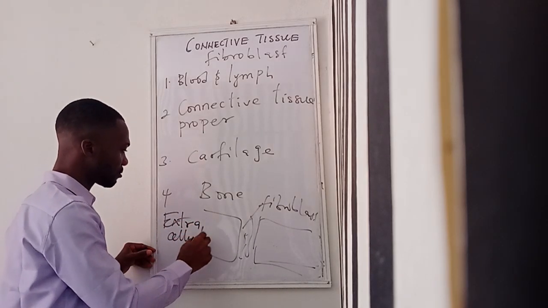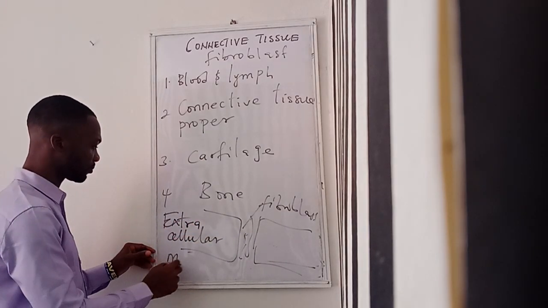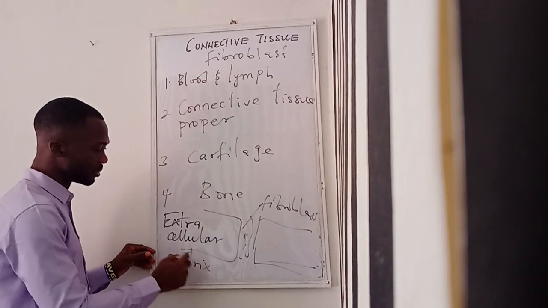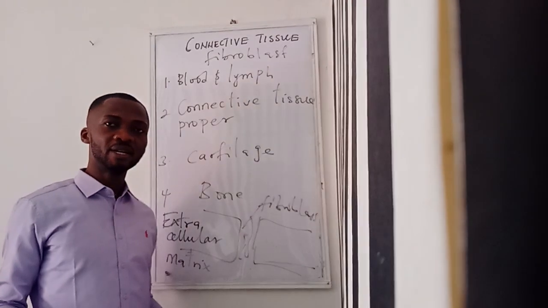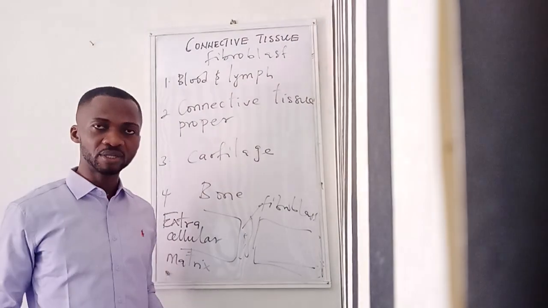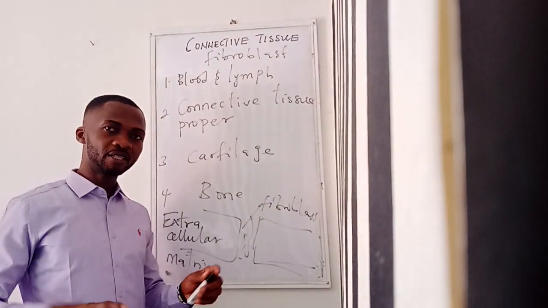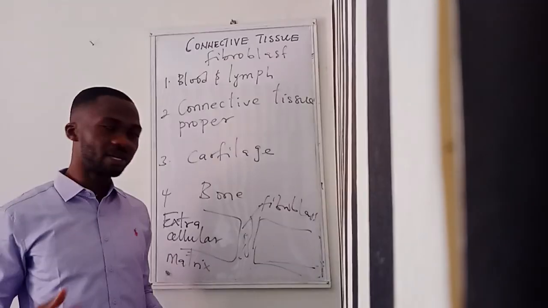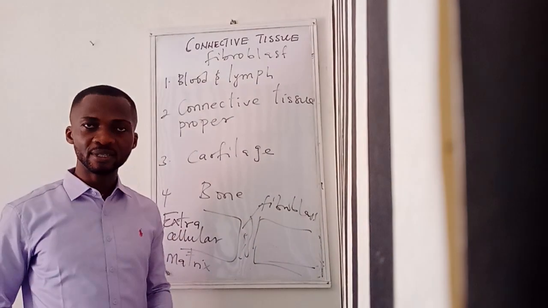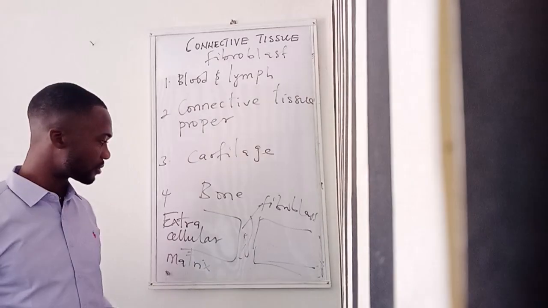Extracellular matrix. This extracellular matrix is of course made up of fibers and a polysaccharide gel, a polysaccharide gel that is also called a ground substance. So the ground substance and the fibers are part of the ECM, which is the extracellular matrix.